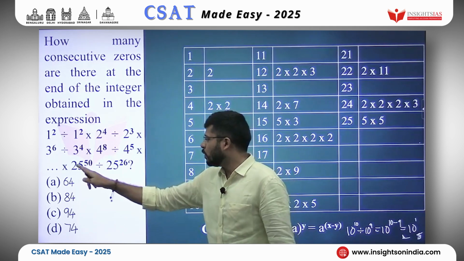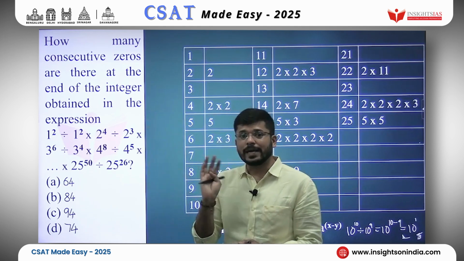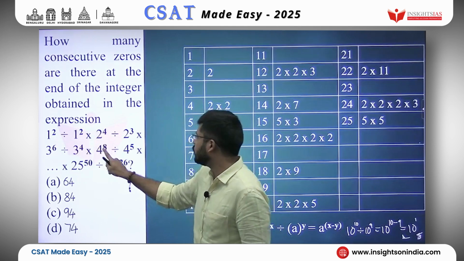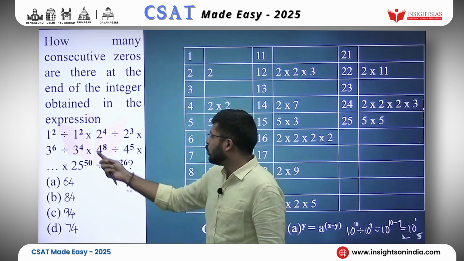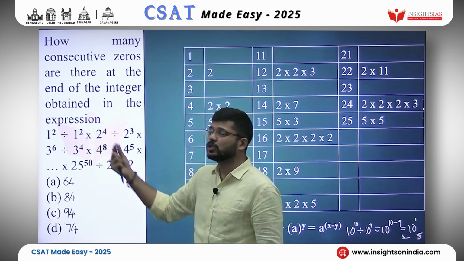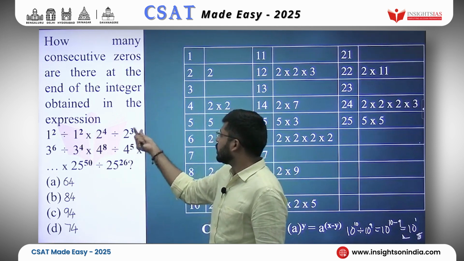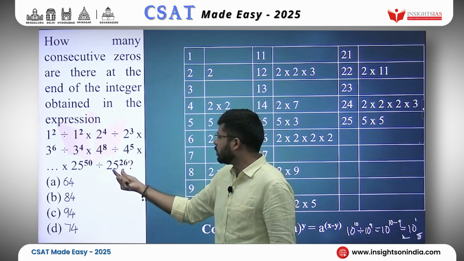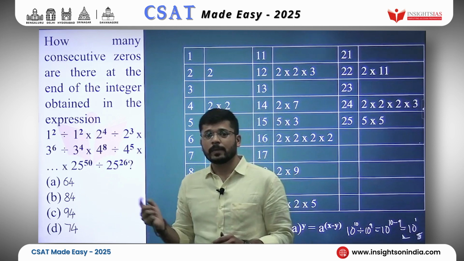So whenever there is a multiplication, each number is being raised to the double of itself: 1 raised to double of 1, 2 raised to double of 2, 3 raised to double of 3, 4 raised to double of 4, and 25 raised to double of 25. Then when there is a division, each number is being raised to 1 more than itself: 1 to the power of 1 plus 1, 2 to the power of 2 plus 1, 3 to the power of 3 plus 1, 4 to the power of 4 plus 1, and 25 to the power of 25 plus 1. Okay, so we made out the pattern here.